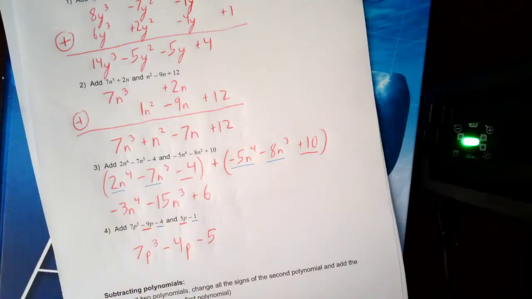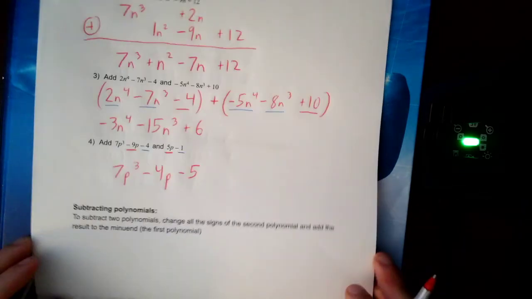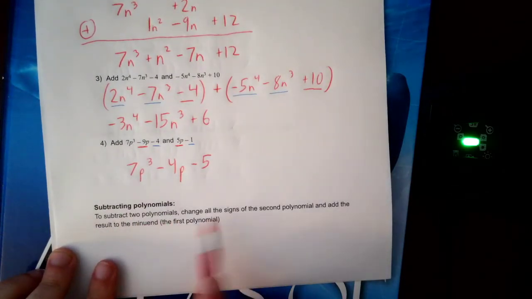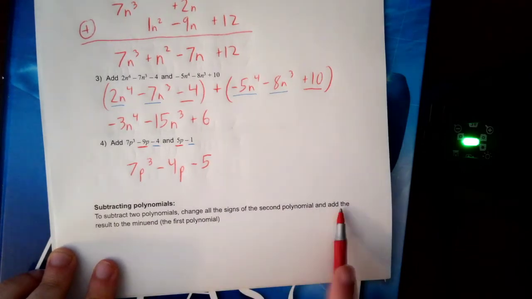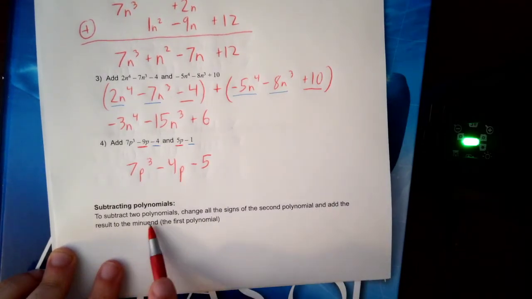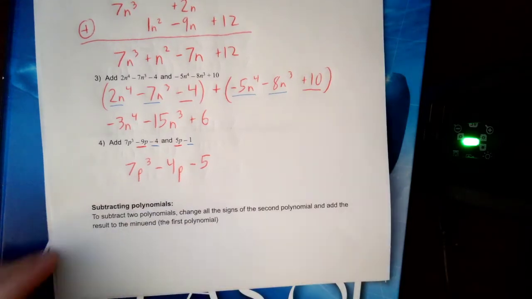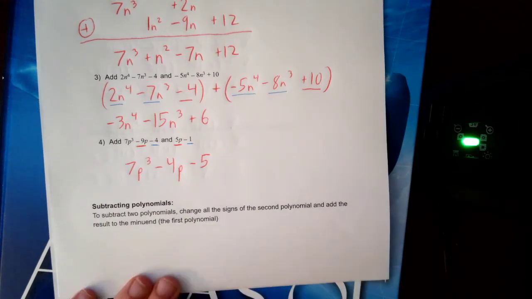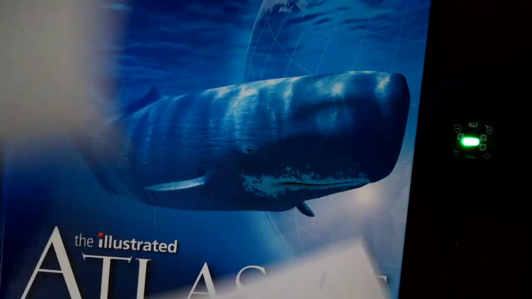Now, we just saw how to add polynomials. It's kind of new, but it's not really, right? We've already been combining like terms. We're just now having a specific focus for our combining like terms. We can also subtract polynomials, and let's look at what it says here. It says to subtract two polynomials, change all the signs of the second polynomial and add the result to the minuend. Remember, the minuend is the first polynomial. So I change all the signs of the second polynomial and add the result to the first polynomial. So let's take a look at some examples of subtraction.